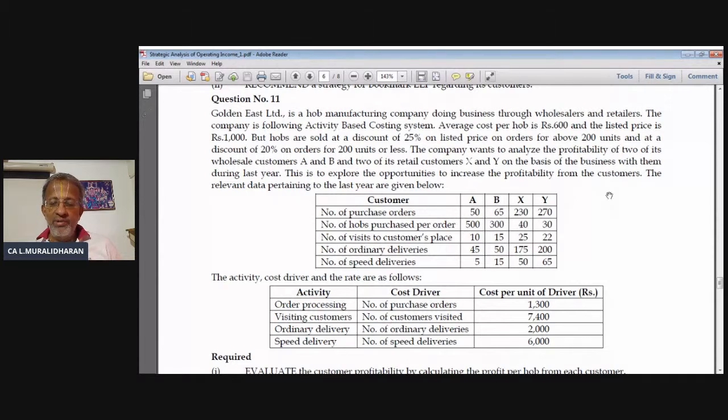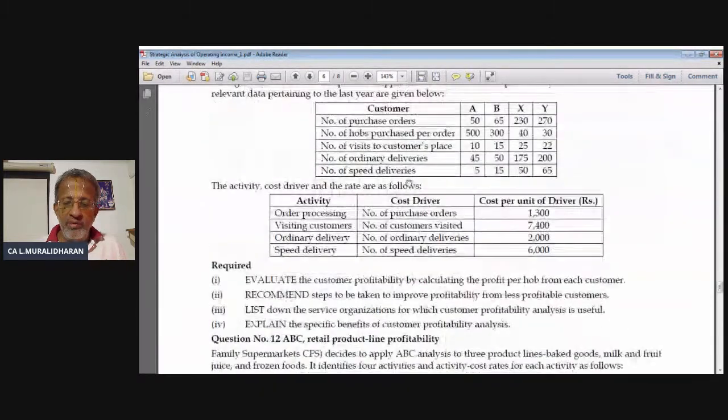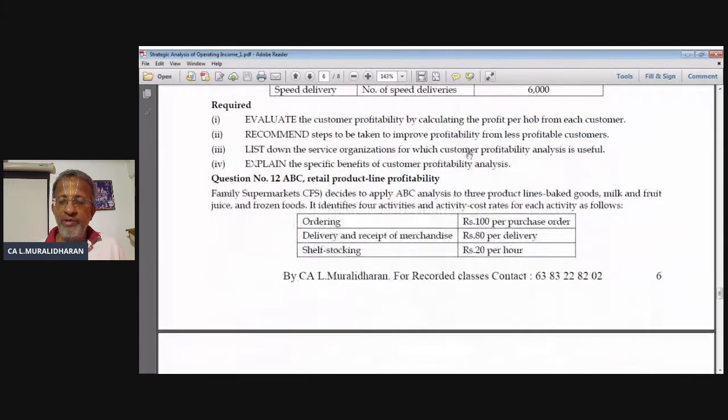This is to explore the opportunities to increase the profitability from the customers. The relevant data pertaining to the last year are number of purchase orders, number of hops purchased, number of visits to customers' place, number of ordinary deliveries, and number of speed deliveries. Activity, cost driver, and the rate are as follows. Evaluate the customer profitability by calculating the profit per hop for each customer. Recommend steps to be taken to improve profitability from less profitable customers. List down the service organizations for which customer profitability analysis is useful. Explain the specific benefits of customer profitability analysis.